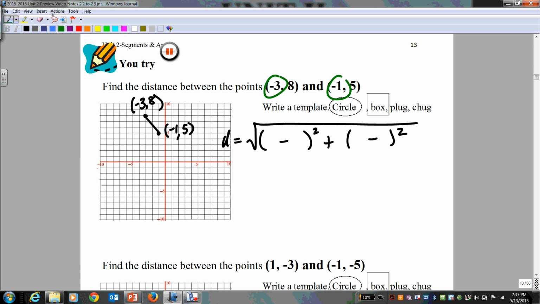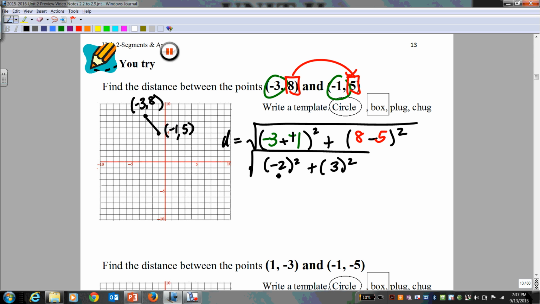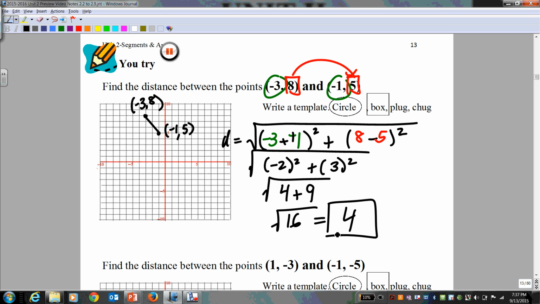Okay, so I circle the x's and you plug it in. And then I box my y's and plug them in. Again, I'm going left to right each time. Watch very carefully. That's going to be -3 plus 1. That's -2 squared. 8 minus 5, that's going to be 3 squared. Don't drop the square root sign. Negative times a negative is a positive. So this is 4 plus 9. And you should have gotten 4 there.